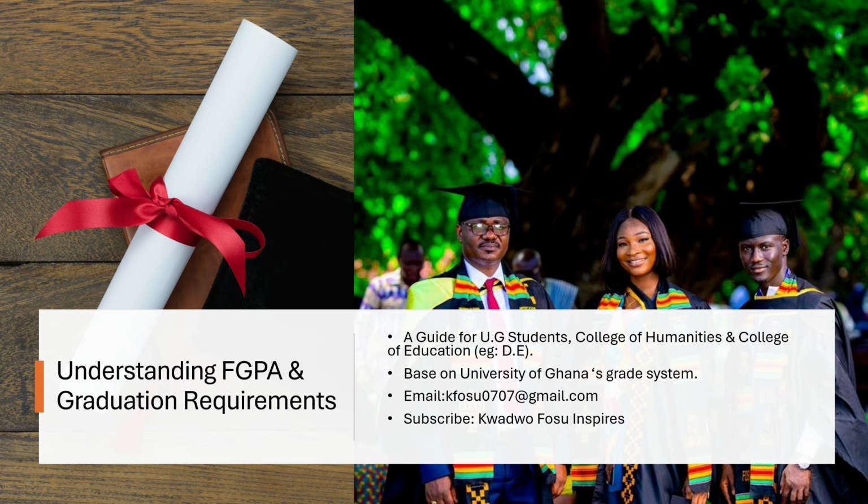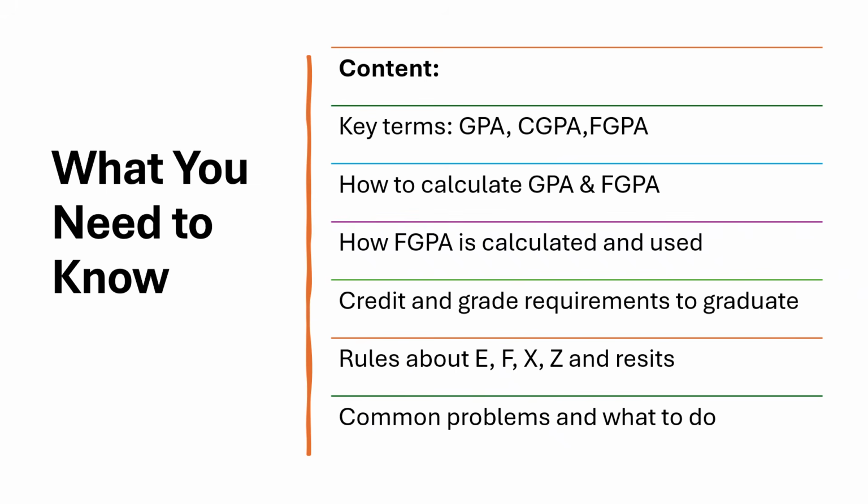So, understanding GPA and grading requirements. What do you need to know? We're going to look at the key terms, which are the GPA, CGPA, FGPA, how to calculate a GPA, how FGPA is calculated and used, the credits, and the grade requirement to graduate, the rules about having an E, an F, an X, or Z, and reset, and then the common problems and what to do about some of these issues.